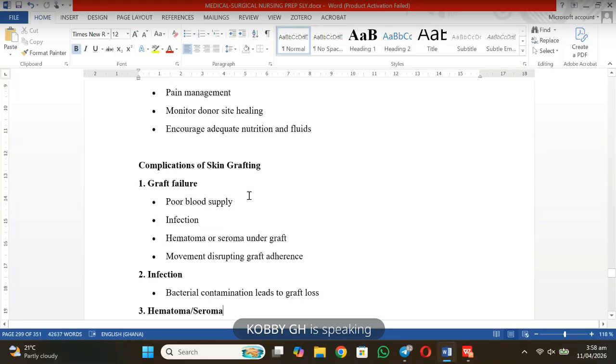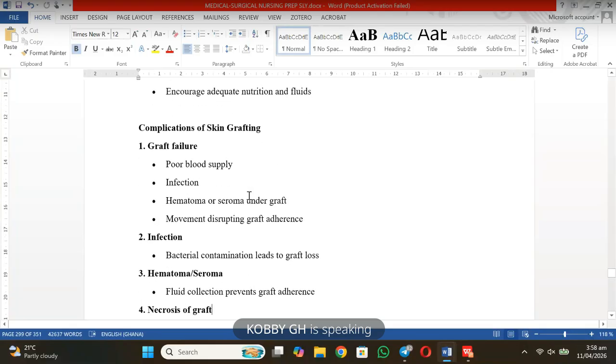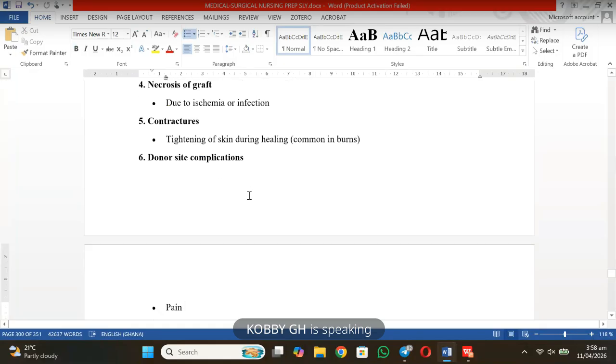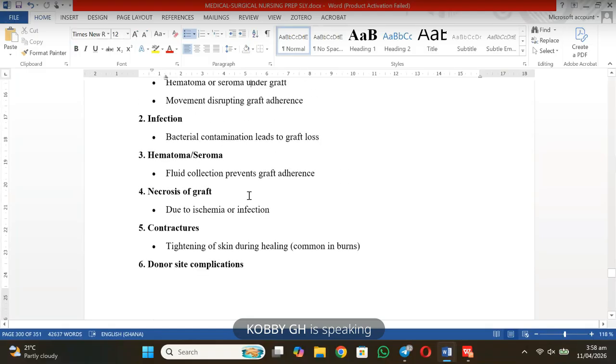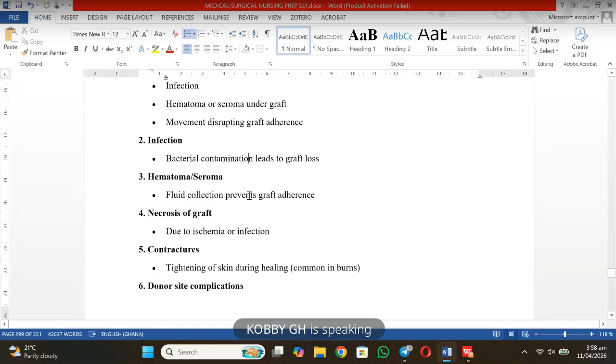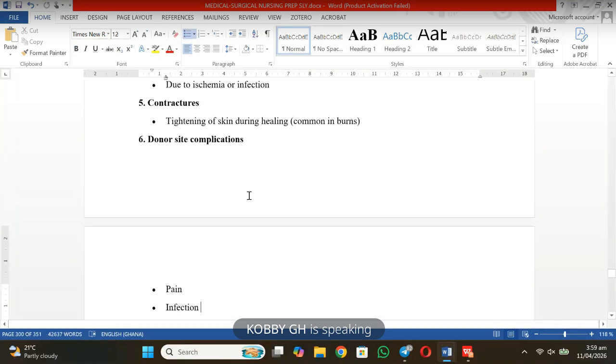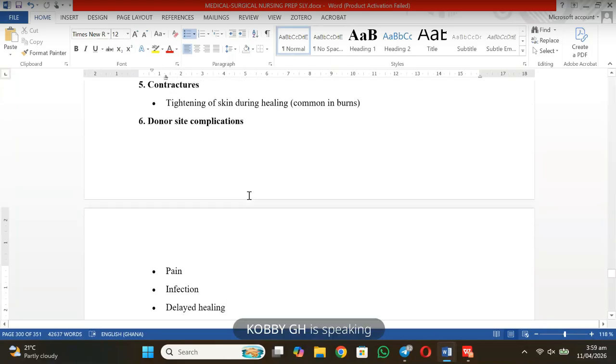Now, after a graft, failure can occur. The graft can fail. It may not pick. Infection can occur. Hematoma can occur, where the patient bleeds under the graft. Seroma can occur. Necrosis can occur after an unsuccessful graft. Contractures can also occur. In fact, contractures are very common, where the skin becomes very tight during the healing process.